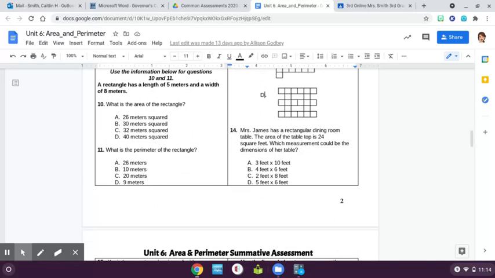Question 14. Mrs. James has a rectangular dining room table. The area of the tabletop is 24 square feet. Which measurement could be the dimensions of her table? Okay, so we know the area is length times width. So something times something equals 24. So you simply have to find which one of these down here is going to equal 24. 3 times 10, 4 times 6, 2 times 8, or 5 times 6.